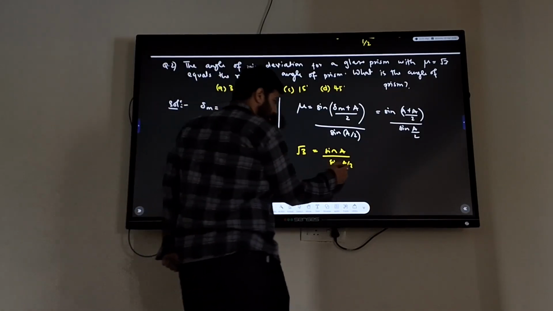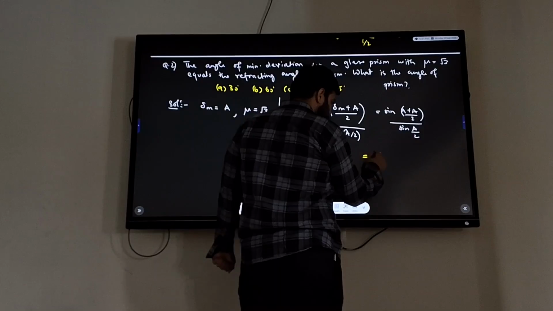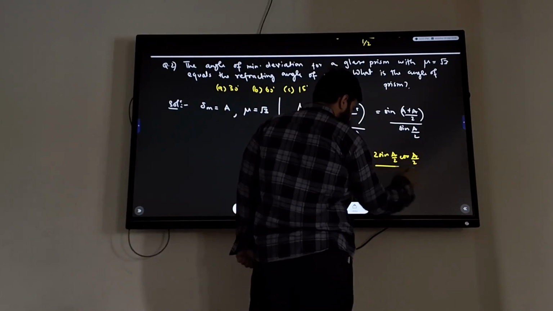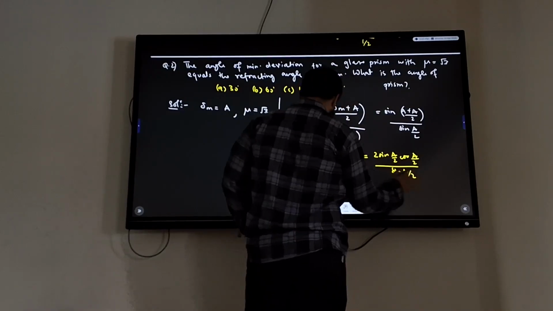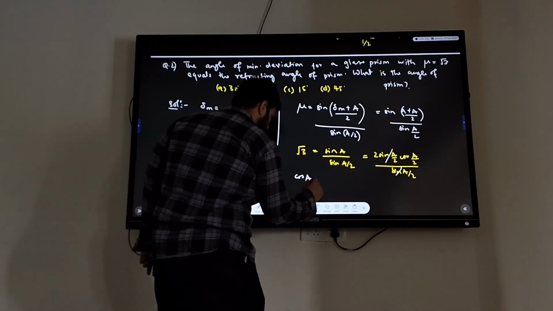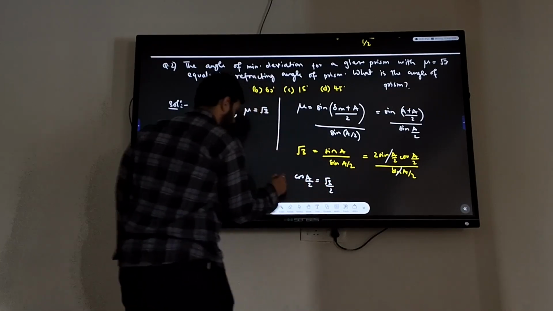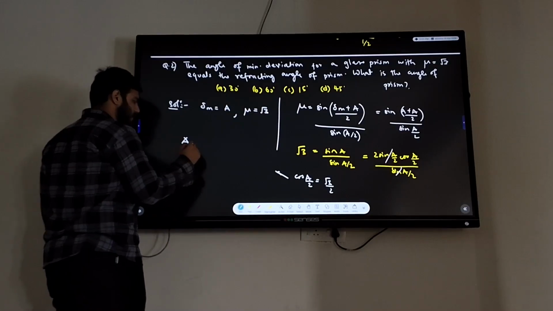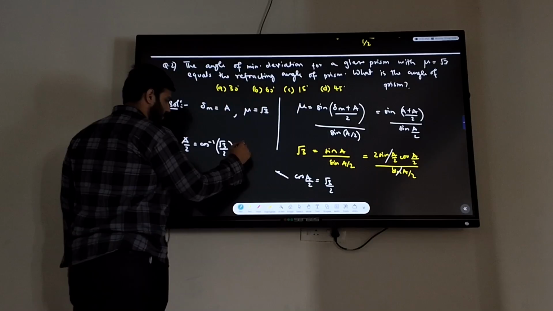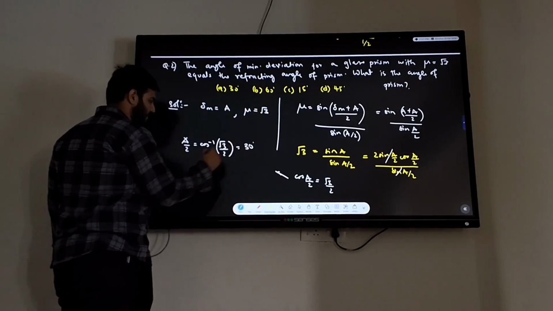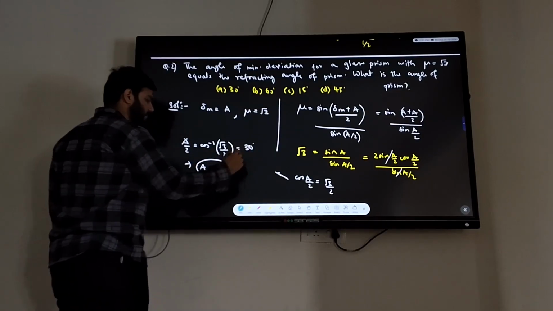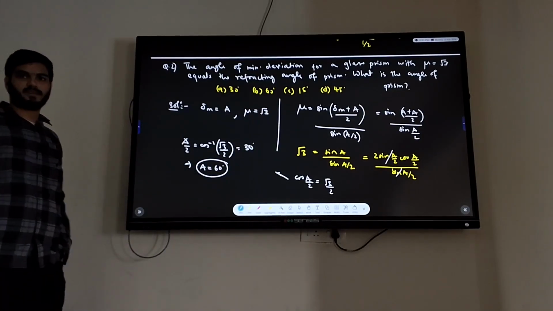Yes. Apply the half angle formula. That's 2 sine A by 2 cos A by 2 divided by sine A by 2, and then what will you get? You will get cos A by 2 is root 3 by 2. But then A by 2 is cos inverse of root 3 by 2. What is this angle? That's 30. Then what is A? You're done. Very simple.